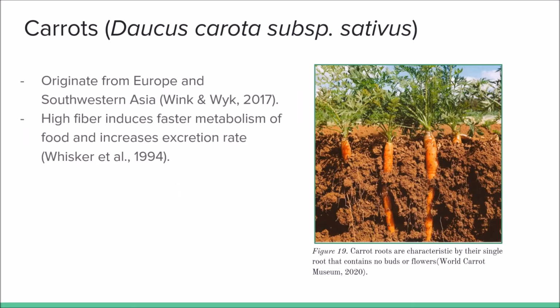Next up is carrots, and carrots originate from Europe and southwestern Asia, and the part that's eaten is the root, and the root has a very high sugar content, but it has very high fiber content as well. The high fiber induces a faster metabolism of food, which can increase excretion rate. Basically it means that it'll help you maintain a steady metabolism throughout the day, which means you have steady energy while also not really feeling too hungry.